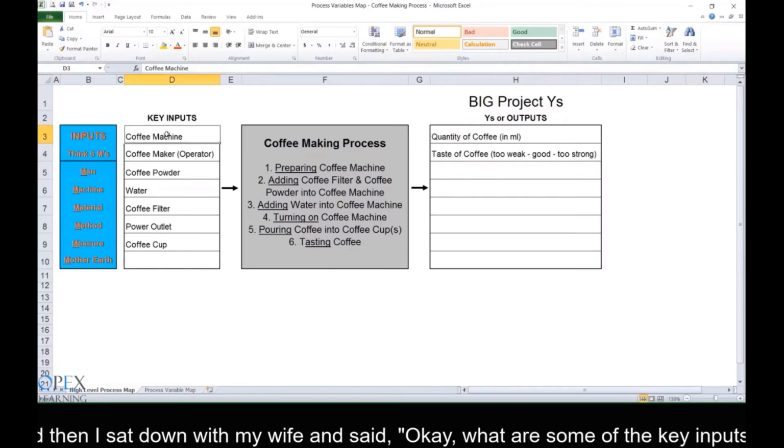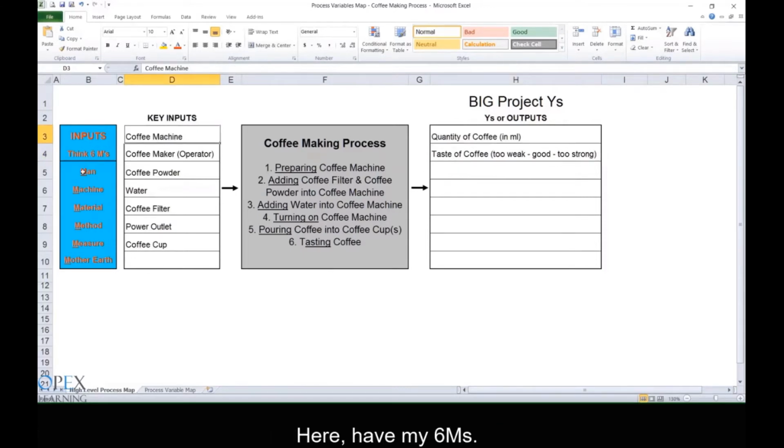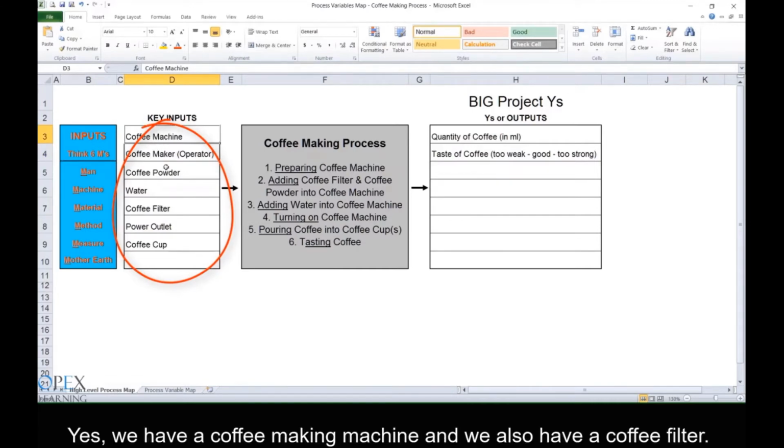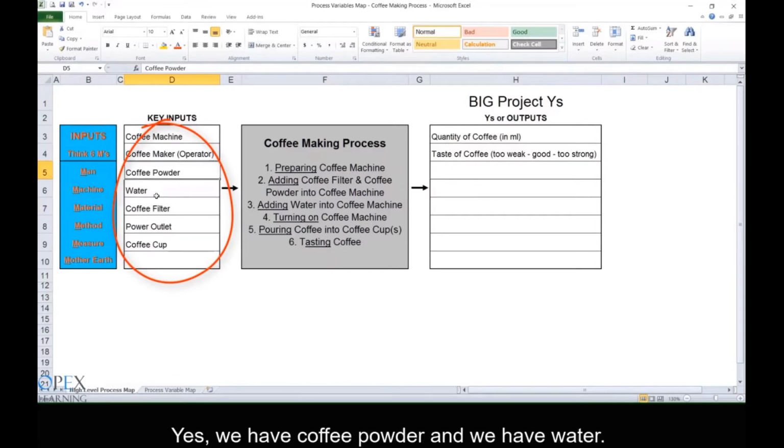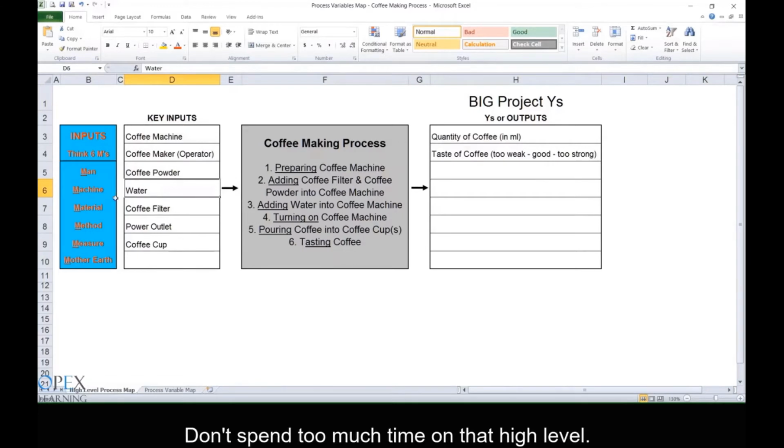And then I sat down with my wife and said, okay, what are some of the key inputs, right? Here I have my 6 M's. Do we have men? Yes, there's me making the coffee. Do we have machine? Yes, we have a coffee making machine. We also have a coffee filter. Do we have material? Yes, we have coffee powder. We have water. So again, high level, don't spend too much time on that. High level, what are some of those inputs?